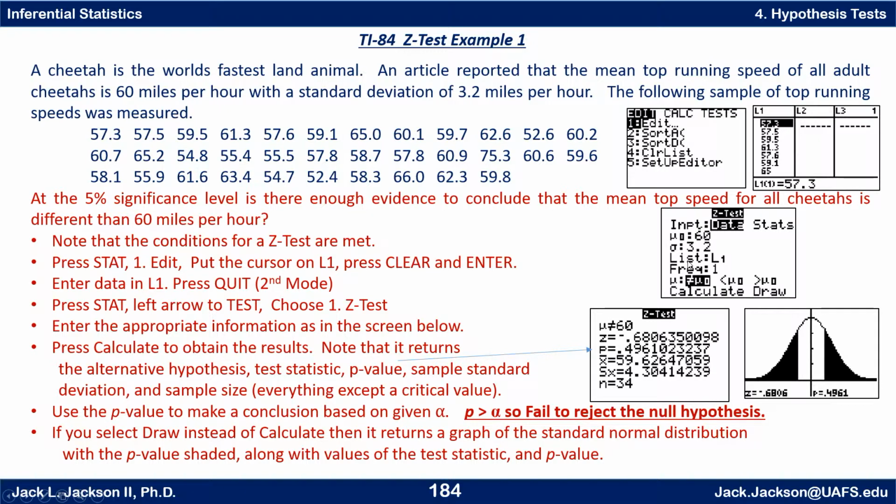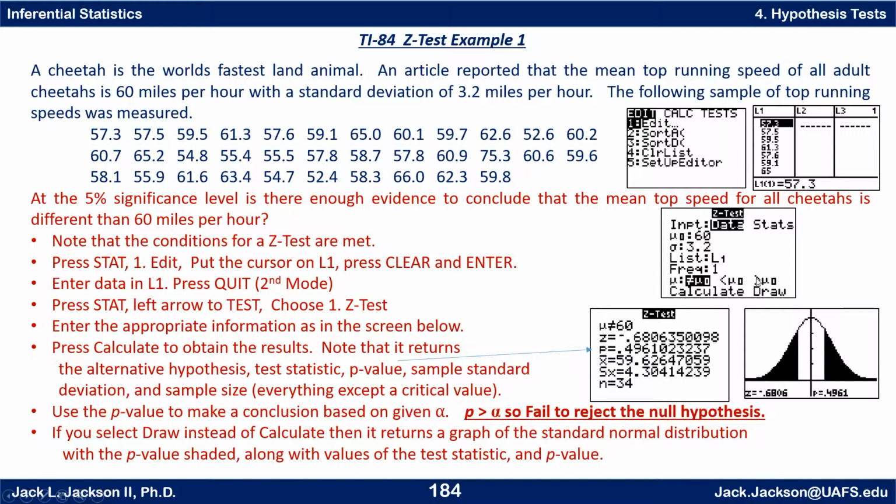We tell it our data is in our list L1, which we can get by typing second one. And for all the things I'm going to give you, frequency will always be 1. The only way you'd put something different there is if you had a frequency table here with data values in L1 and frequencies in L2. Then you could put L2 here. But for us, we're always going to have 1 because our data is going to be in a single list. Just put the name of that list up here.